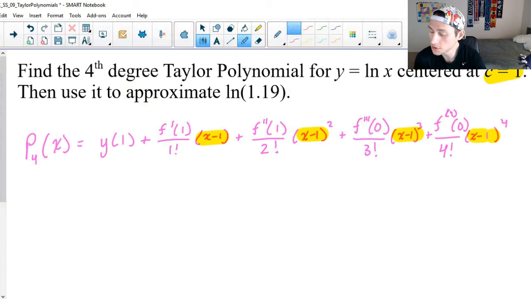It's nice, though, if it's a Maclaurin series and it's centered around 0, because then we just have good old x, x squared, x cubed, x fourth, etc. But otherwise, we should have a binomial to the power of whatever it is.